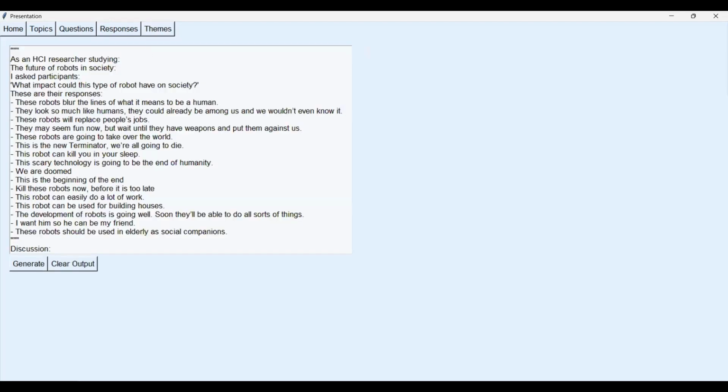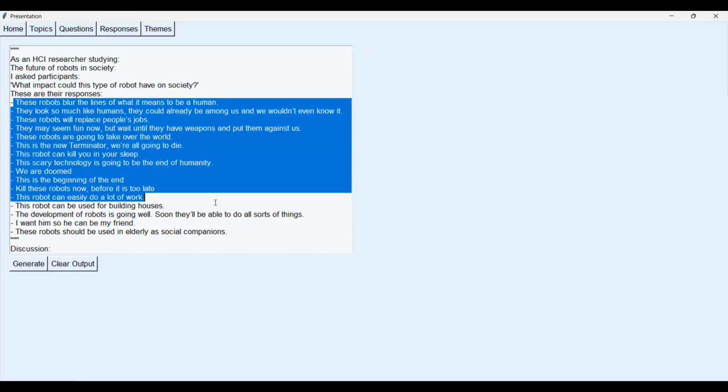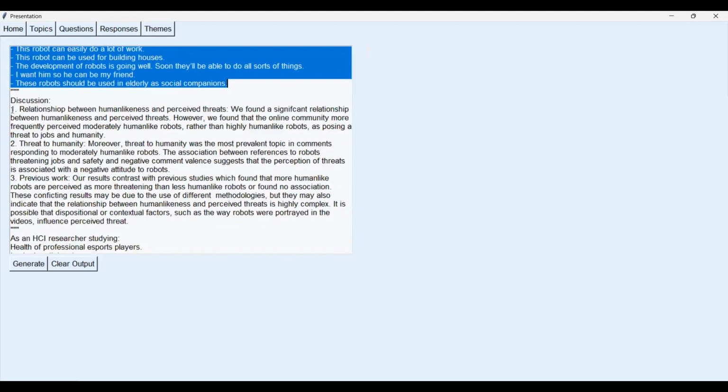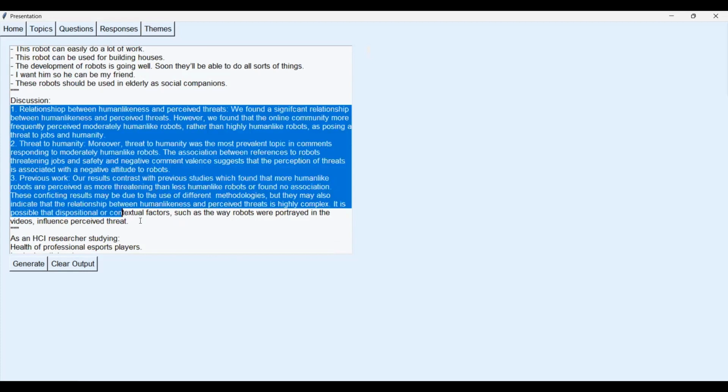If we look on the left, in this example, we can see a prompt that can be used to induce GPT-3 to generate themes and discussion of qualitative data taken from a real published research paper. The example portion of the prompt includes a research topic, here the future of robots in society, a research question involving how this type of robot could have an impact on society, and then a set of participant responses to that question, followed by a modified version of the original discussion section published and written by researchers for that set of qualitative data.